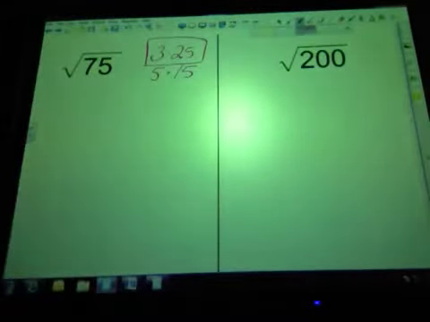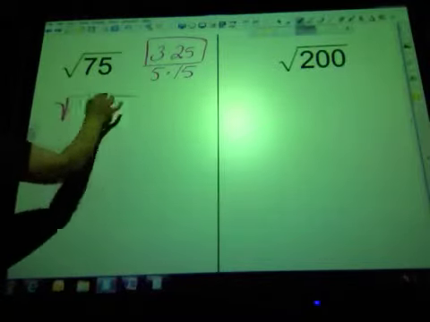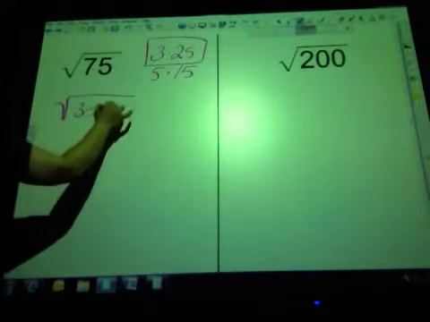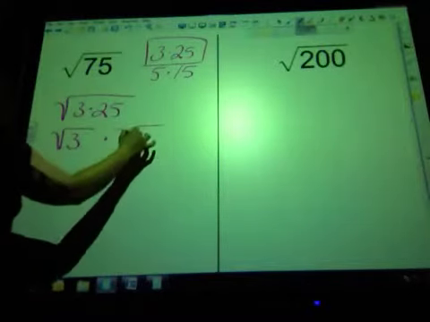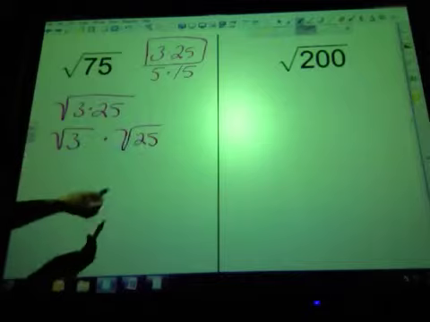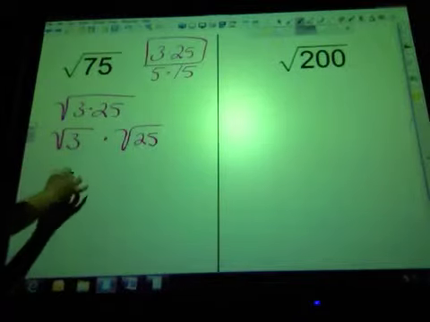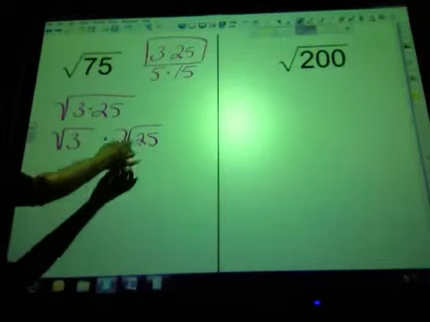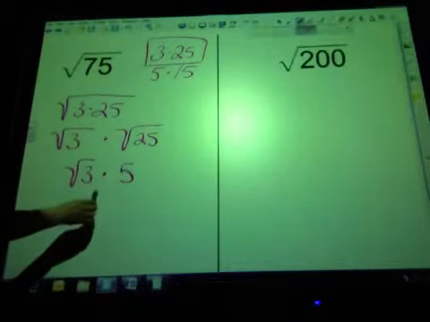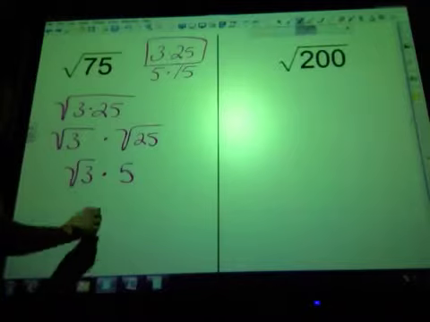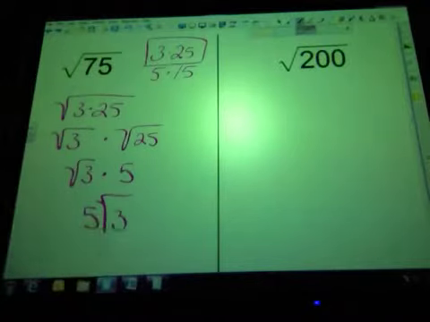Why did I choose 3 times 25 instead of the 5 times 15 to use? Yep, 25 is a square number. So underneath here I'm going to do 3 times 25 instead of 75. Break that apart into square root of 3 times square root of 25. Square root of 3, can't do it, so I just leave it as square root of 3. Square root of 25 is 5. 5 times 5 is 25. So this is as simple as I can get it, but I have to rewrite it with a 5 first, and then times the square root of 3.